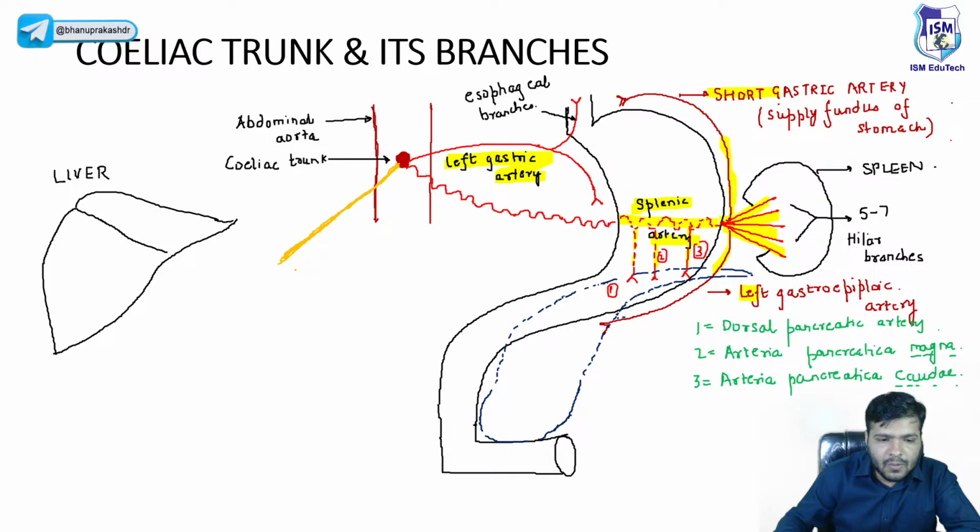One, देखो left gastric artery थी, so we will have something which is called the right gastric artery, which will anastomose with the left gastric artery. And we have another branch that is called the hepatic artery proper.